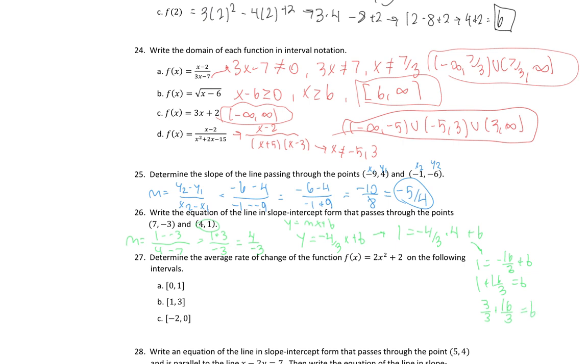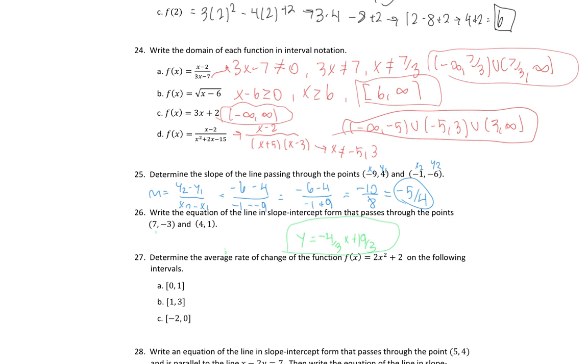16 plus 3 is going to be 19 over 3, is our b. So our equation is going to be, I'll just go back here and erase this right there. y equals minus 4/3 x plus 19 over 3. And that's our final answer.